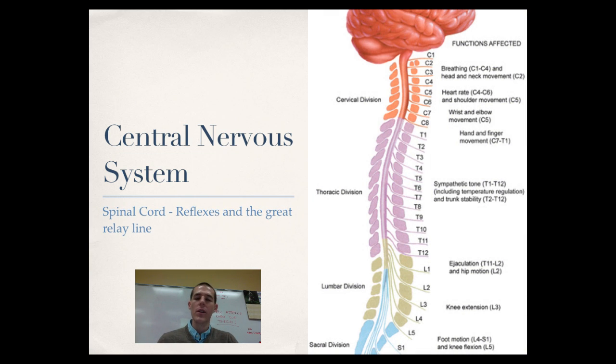Spinal cord is the great relay line. So all sensory information, certainly from the neck down, that needs to get to the brain has to go through the spinal cord first. And also any information transmitted from the brain to the rest of the body goes out through the spinal cord. Another function the spinal cord has is reflexes.